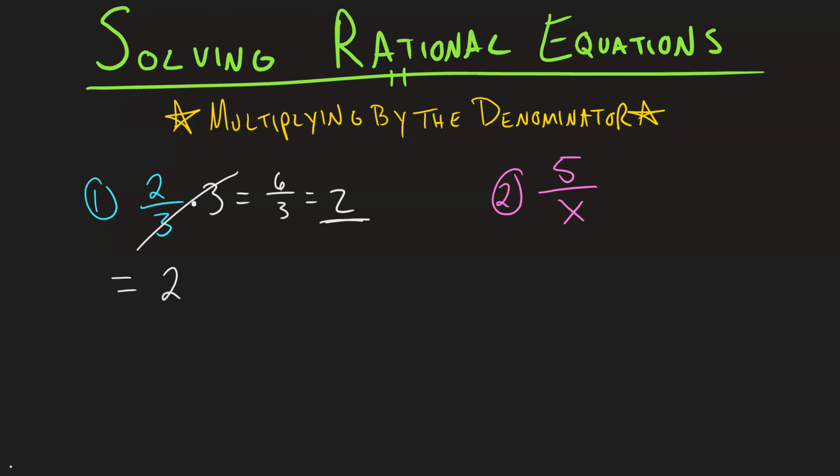I can do the same thing with 5 over x by multiplying by x. However, you have to be careful here. You have to make a note that x cannot equal 0. This is our excluded value, and we have to make sure we state that. So if I do that, of course the x's are going to cancel out, leaving me with just 5. We're going to use this property a whole bunch today, so make sure you know it well.